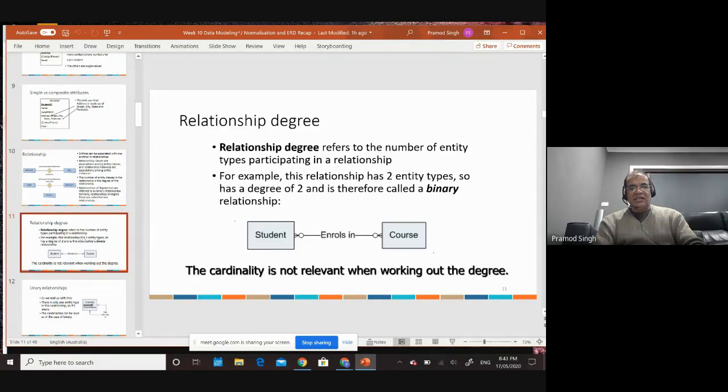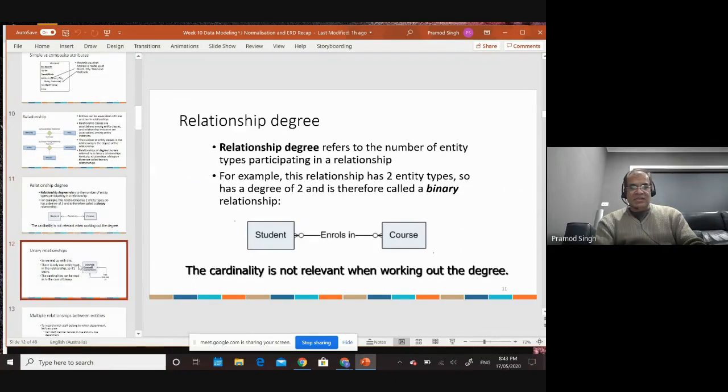Relationship degree is defined depending on how many entities are associating with each other. In this particular case, student and course are given, and they are associated with each other. Two entities are associating with each other, so it is called a binary relationship, and that's its degree. In the previous slide we saw three entities associated with each other, so it was called a ternary relationship, and that's the degree of that relationship. Unary relationship is shown in the next slide.